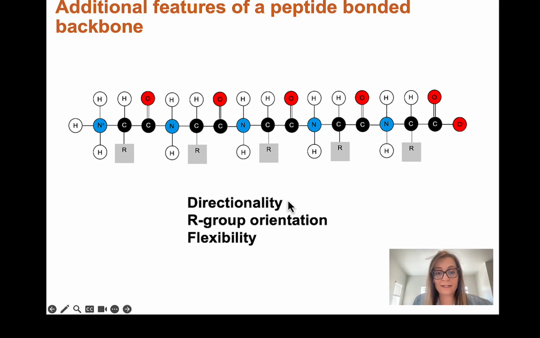And so this gives us some nice features for this peptide bonded backbone. We have that directionality that we just talked about. The way in which amino acids join together also orients the R groups in a particular fashion, so they're all facing the same way. And so when they're in water, they're going to interact and fold based on their chemical properties. And so this is going to be really important for their function. And around this central carbon, these bonds here, the atoms can rotate and be flexible. And so this gives the protein some flexibility to move and form conformations that are energetically favorable. So these are just some features of this backbone.